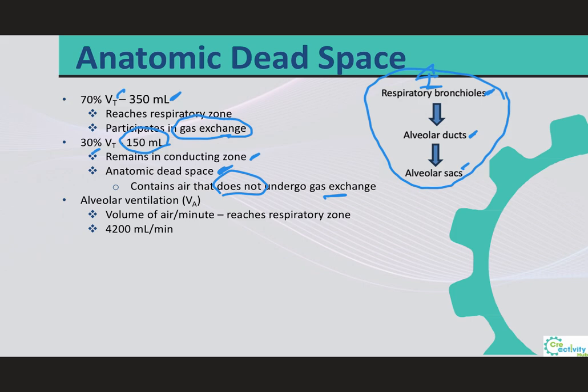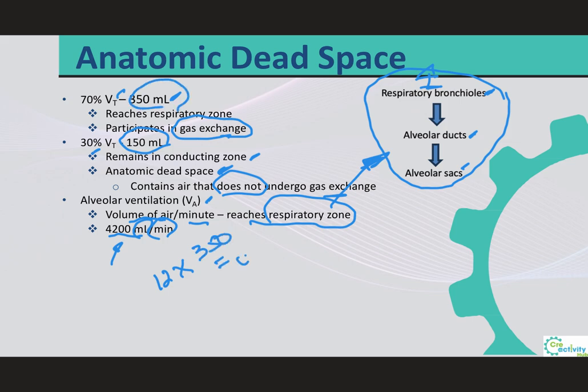So we can also say that the alveolar ventilation is going to be the volume of air per minute that actually reaches the respiratory zone. Therefore, that actually reaches the respiratory bronchioles, the alveolar ducts, and the alveolar sacs. And alveolar ventilation is typically about 4,200 mLs per minute. And how do we get this number? Well, remember that the respiratory rate is about 12 breaths per minute. Therefore, if we multiply 12 by the 350 mLs, we will get the 4,200 mLs per minute.